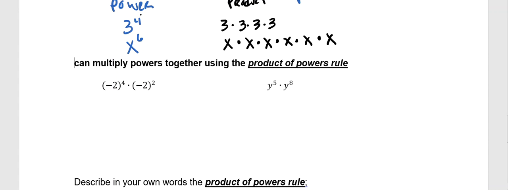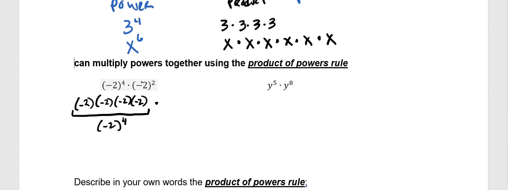So let's think about what -2 to the 4th power looks like on its own. That would look like -2 times -2 times -2 times -2. So that is -2 to the 4th power. And we'd be multiplying it by -2 times -2 more, because that is -2 to the 2nd power. Now notice what we have here.